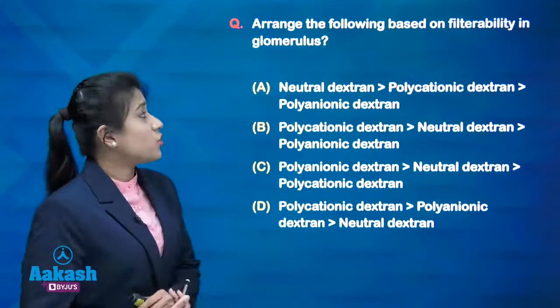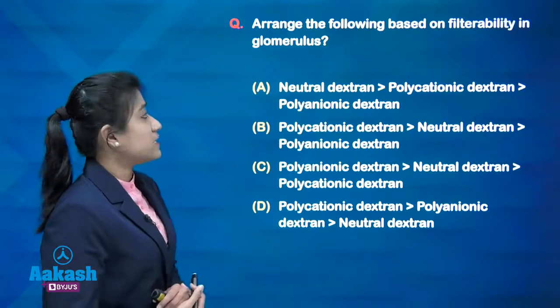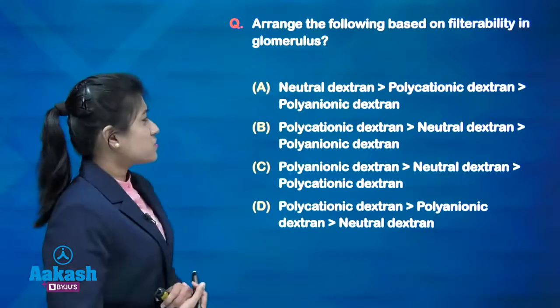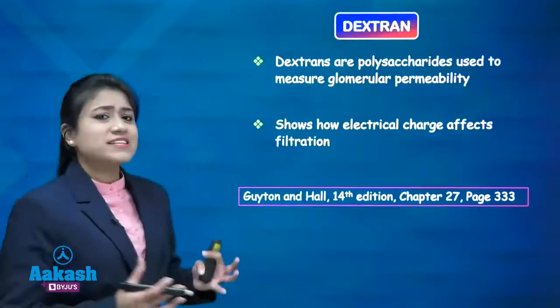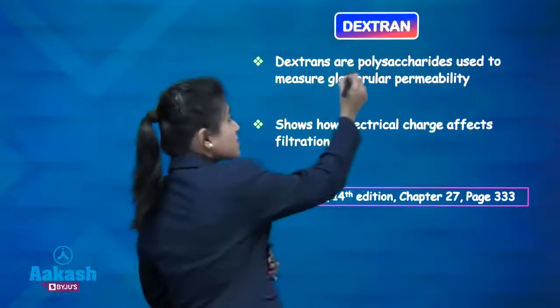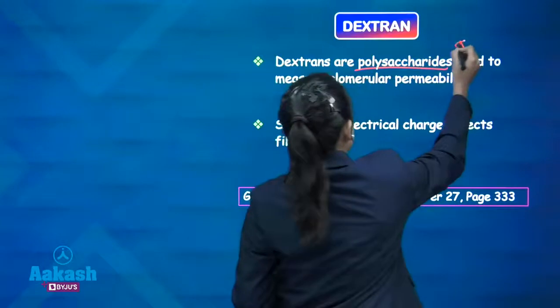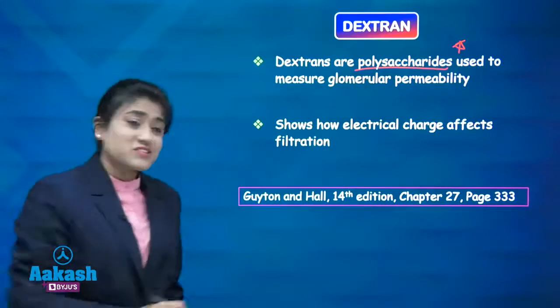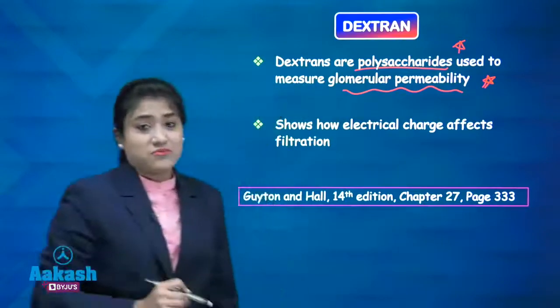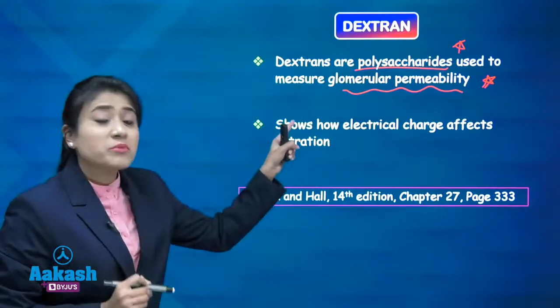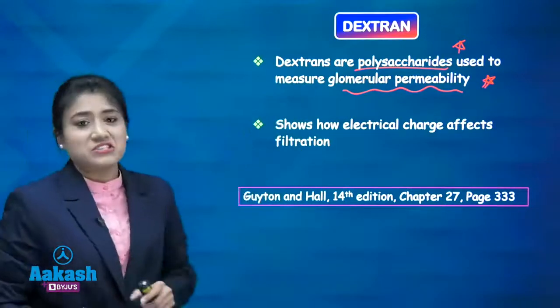Now, arrange the following based on filtrability in glomerulus. So, first we will talk about the dextran, then we will come back to this question. So, what is actually dextran? Remember guys, dextrans are polysaccharides which are used to measure glomerular permeability. Yeah, for checking the glomerular permeability, we are using the dextrans.